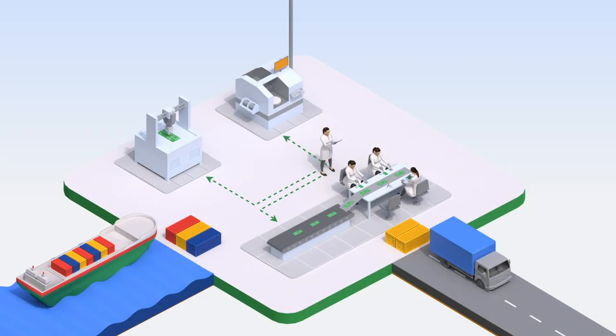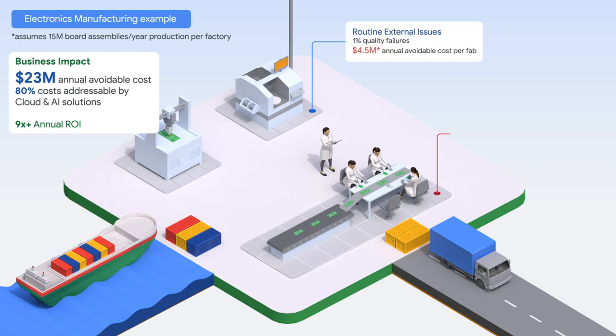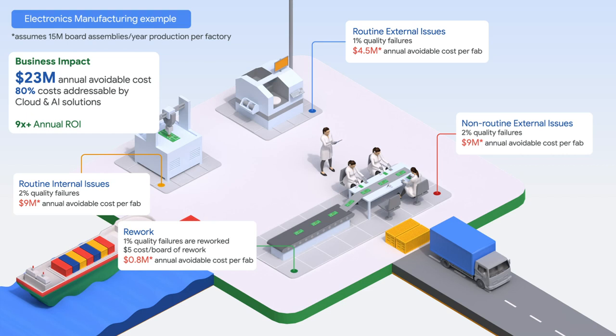For a typical electronics manufacturing factory, the total avoidable cost from production quality issues can easily reach $23 million per year.